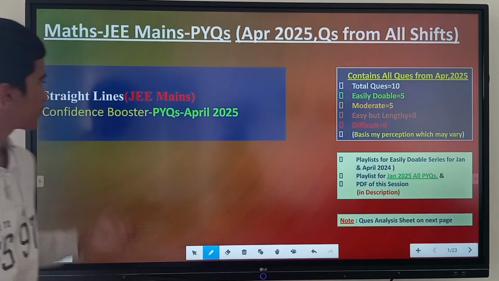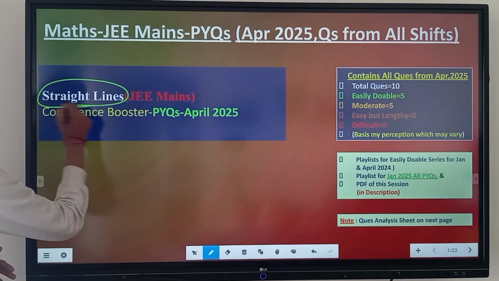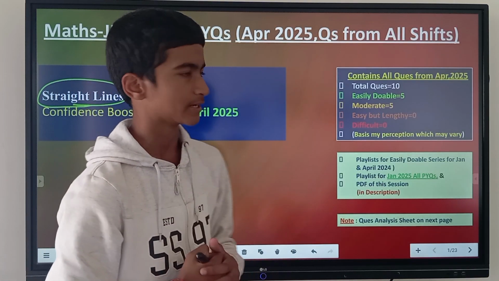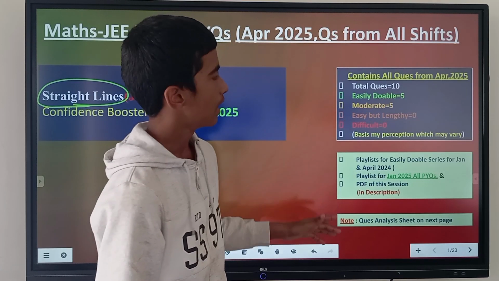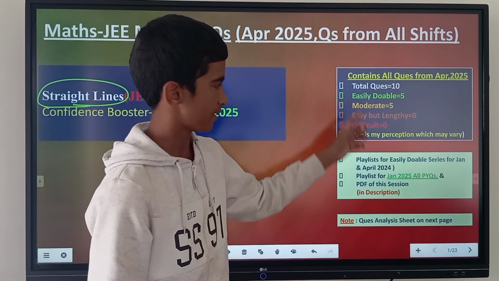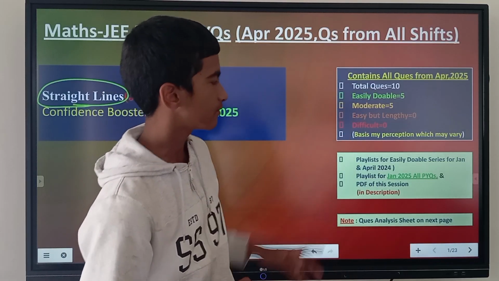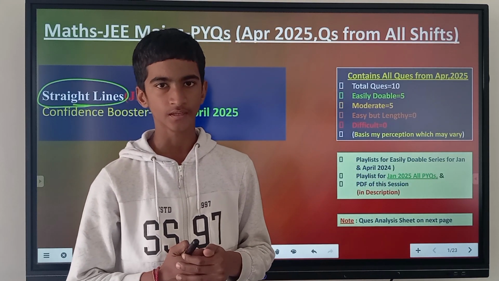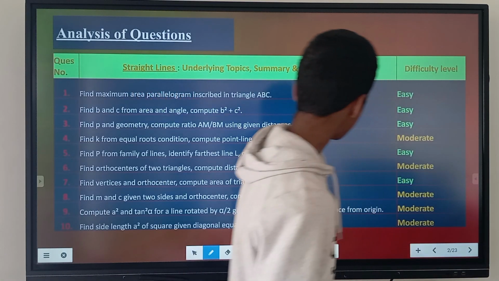So today we are going to solve questions from straight lines which came in different shifts of April 2025 attempt. In straight lines we have total 10 questions out of which 5 are easily doable and 5 are moderate which we are going to solve. This difficulty level is basis my perception which may be different for others. So let's move on to our first question.